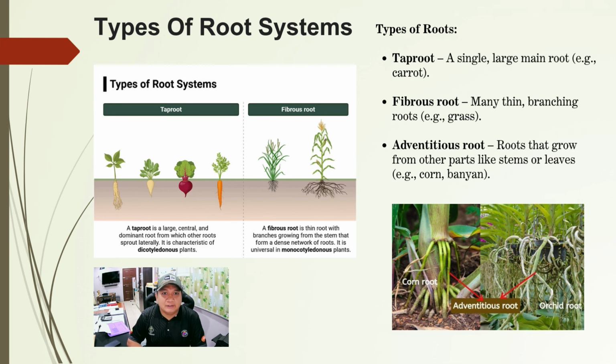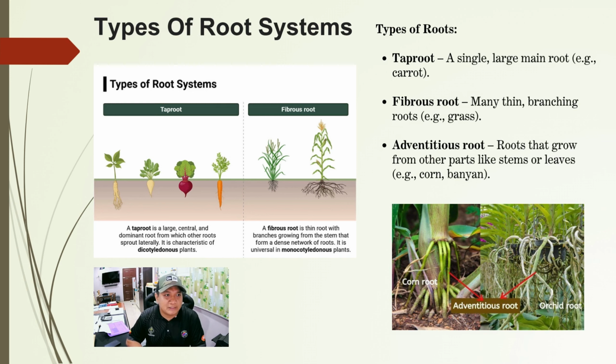Okay, as we can see here, these are the types of root system. We have three types of root system. Firstly is taproot. The example is carrot. It is a single, large main root. This is characteristic of dicots. Secondly is fibrous root. An example of fibrous root is grass. It has many thin and branching roots. This is characteristic of monocots. Lastly, we have adventitious roots. These are roots that grow from other parts like the stem or leaf. An example is the orchid plant.